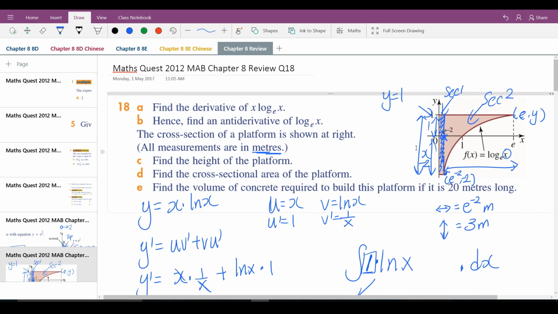That's the end of question 18. Finally. Whew, chapter 8 review all done. A pat on the shoulder. Okay, so let's go into the commercial break, and I believe when we come back it will be chapter 9.